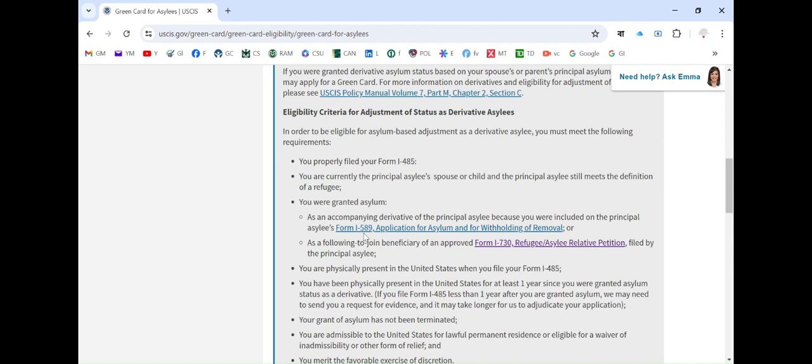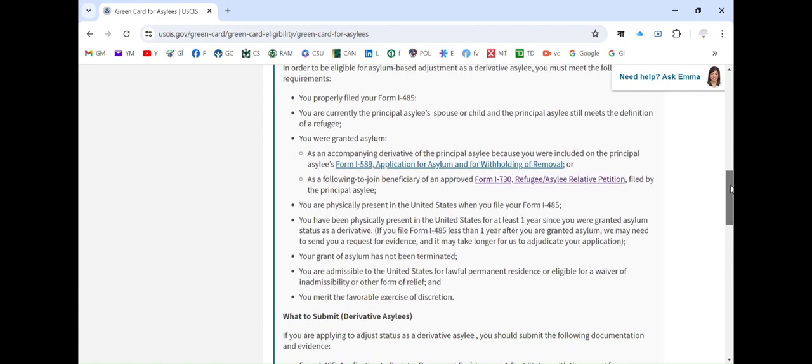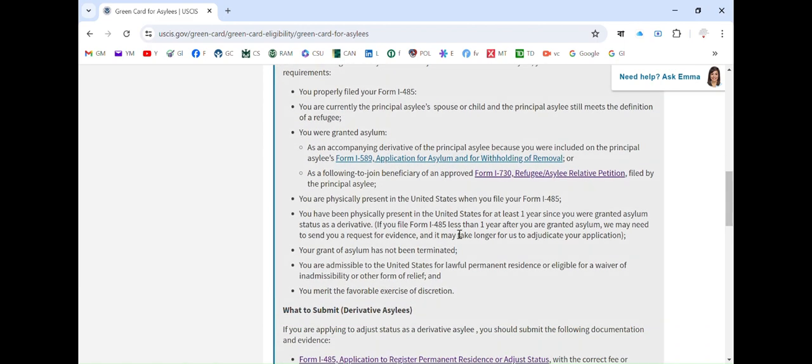You do Form I-589 and I-730, and those go, and the asylum petition gets approved, and then you do adjustment of status through I-485. And you have been physically present in the United States for at least 1 year since you were granted asylum status as a derivative. That means your Form I-730 was approved. After that, you have stayed in the USA for at least 1 year. And then your grant of asylum has not been terminated.